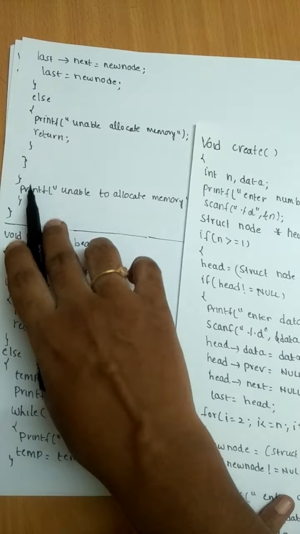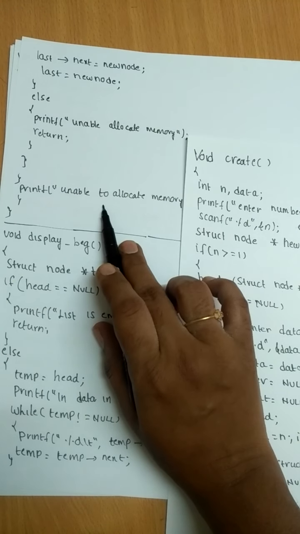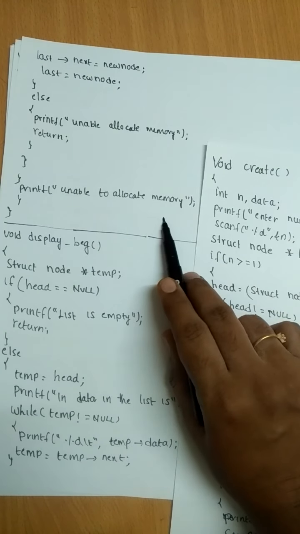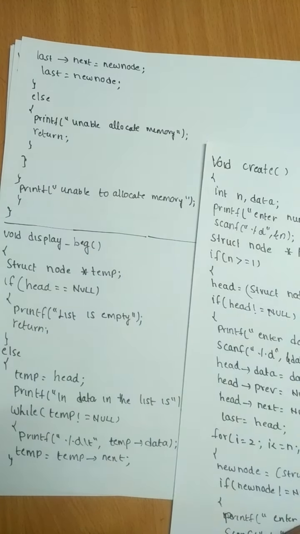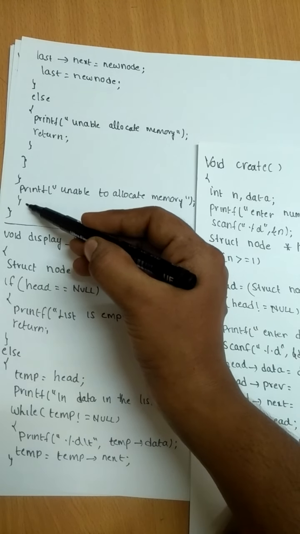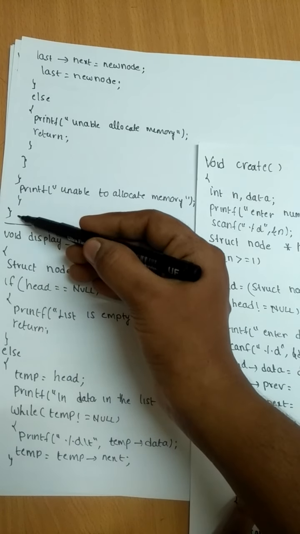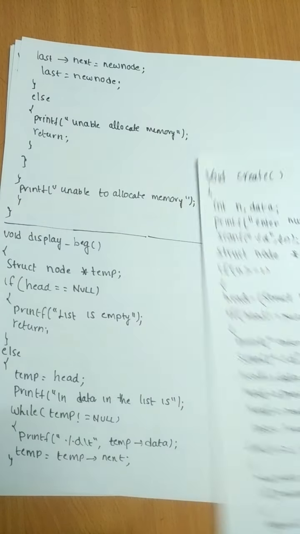If head is null, means this is the else part for the outer if. If head is not null, means there is unable to allocate the memory. And this is the closing brace for the if n greater than or equal to 1, and this is the closing for the function. Okay.